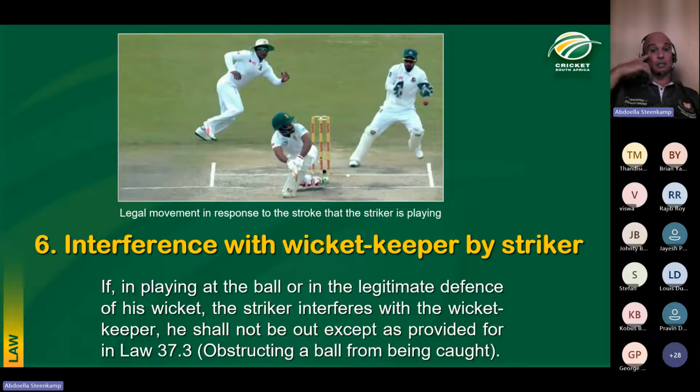You'll see in the picture, Temba Bavuma intended to play the lap sweep, and as soon as Temba intended, you can see the keeper was allowed to move. The slip couldn't, but the keeper is allowed to move.